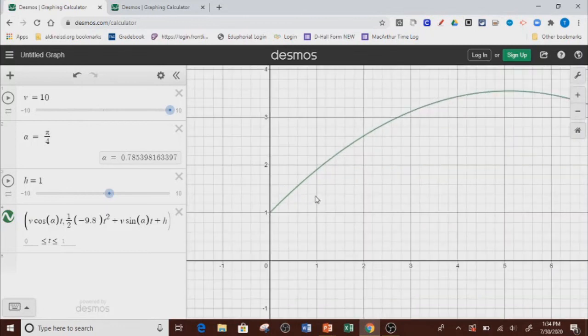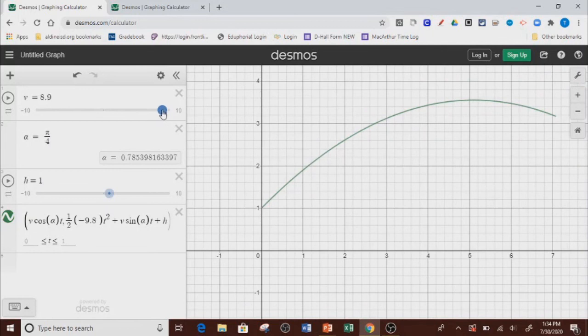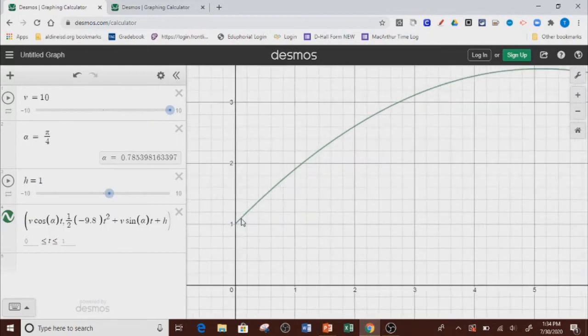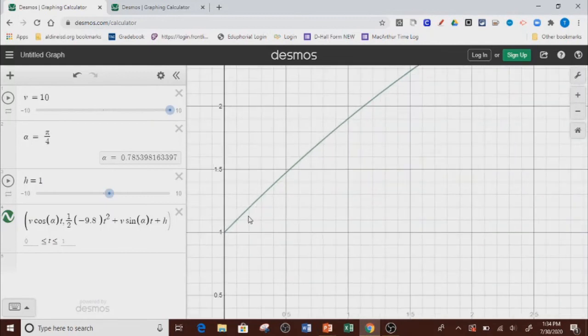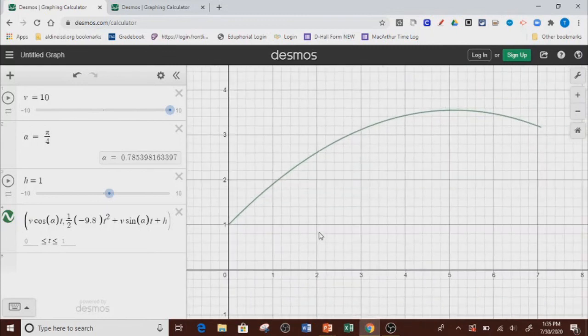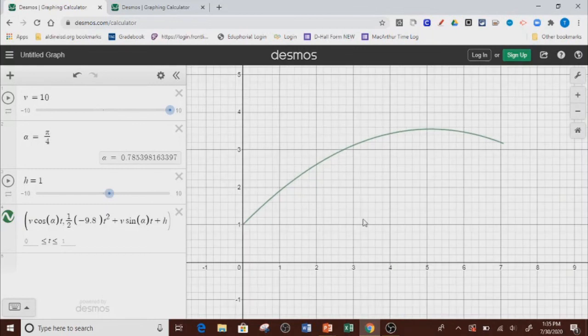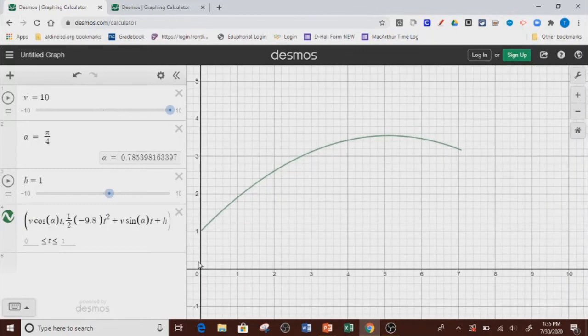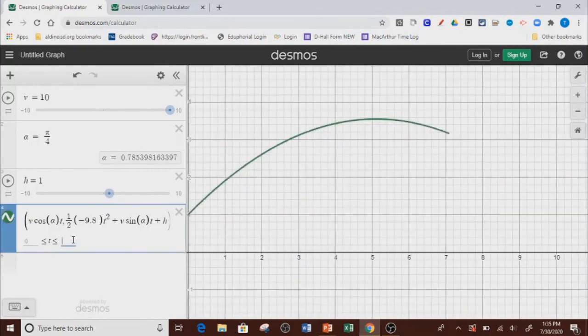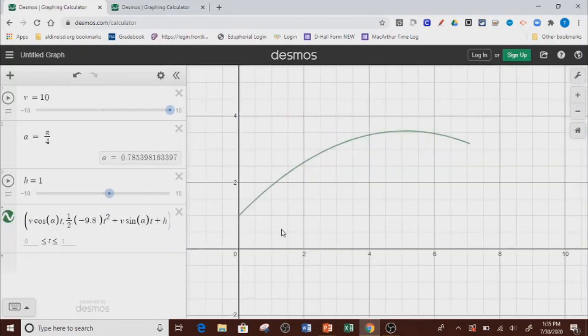That's the initial speed. And you see that if we decrease the speed, the football doesn't travel as far. And he throws it at an angle of pi over 4, which means 45 degrees. If you don't know radians, that means a 45 degree angle. How far away from the football player will the ball eventually land? And we can solve these problems using parametrics.